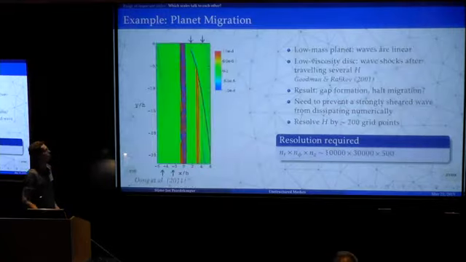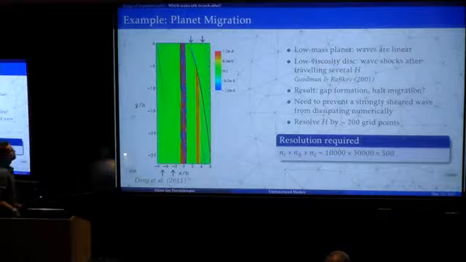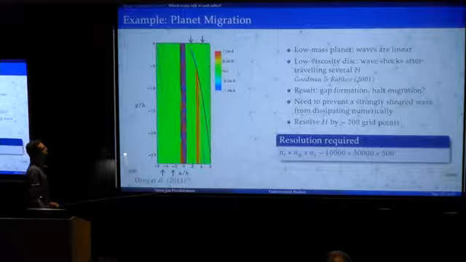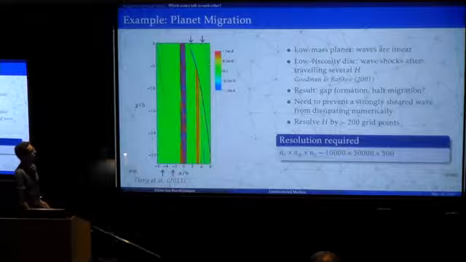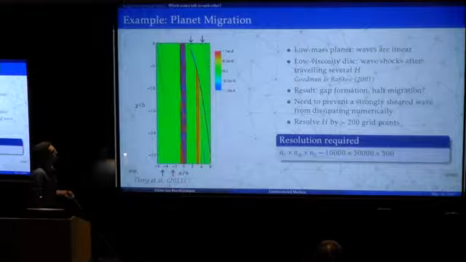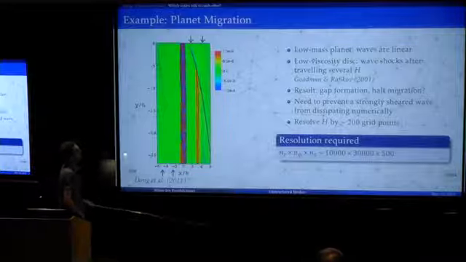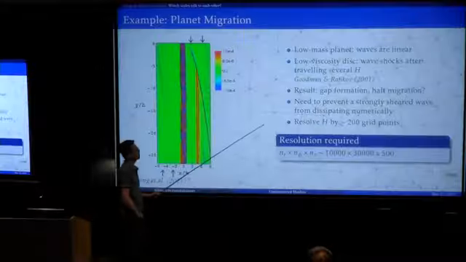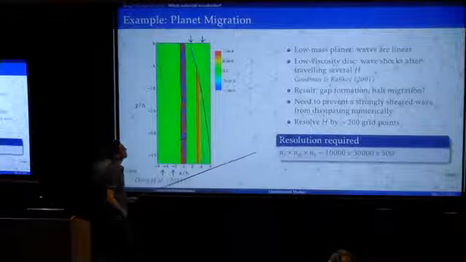Things get worse if you try to look into some of the details, in particular in disks of very low viscosity. This is a problem that was already mentioned by Sijme-Jan as well. If you have a low mass planet, like an Earth mass planet, the waves launched are linear, but especially in a low viscosity disk, if the wave propagates, it may shock after traveling some distance in the disk.